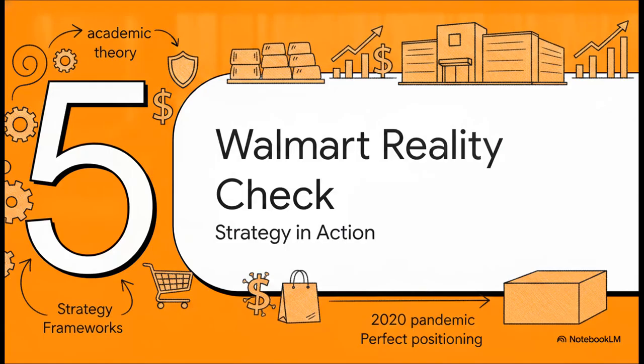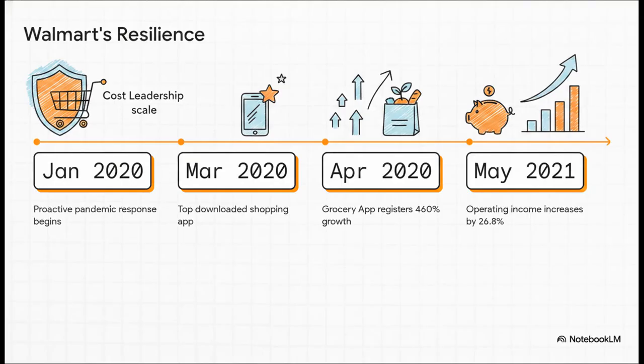Let's ground this with Part 5, the Walmart Reality Check, Strategy and Action. To pull this heavy academic theory back down to earth, let's just look at Walmart's incredible resilience during the 2020 pandemic. Tracing their timeline, you can see exactly how they leaned heavily into their cost leadership scale and supply chain muscle during a completely unprecedented global crisis.